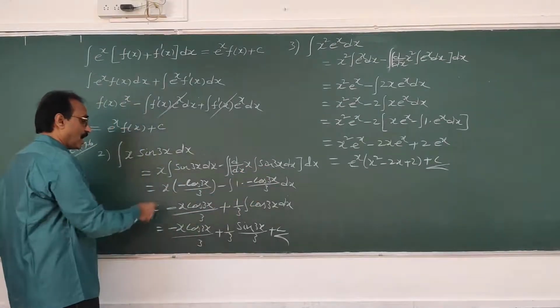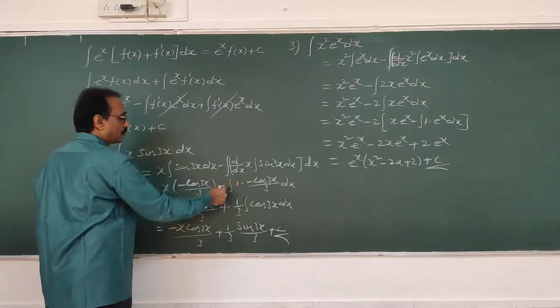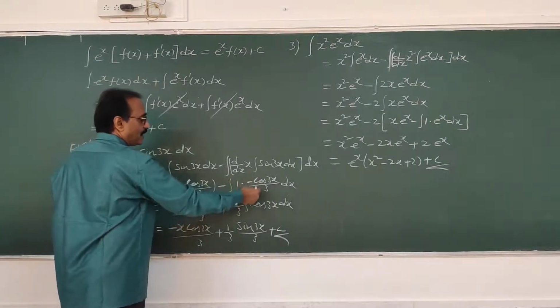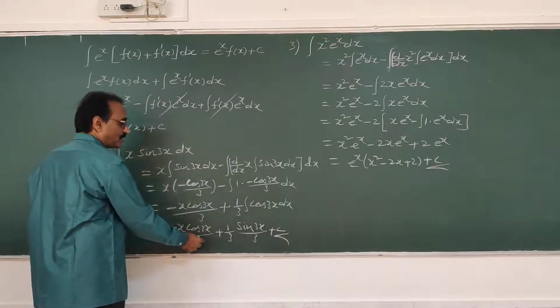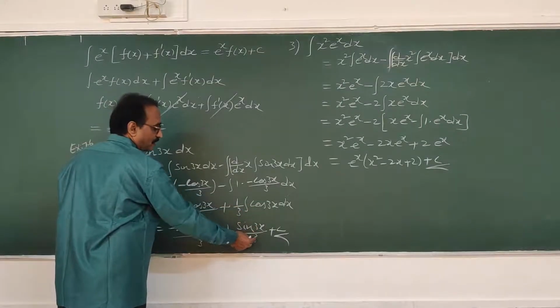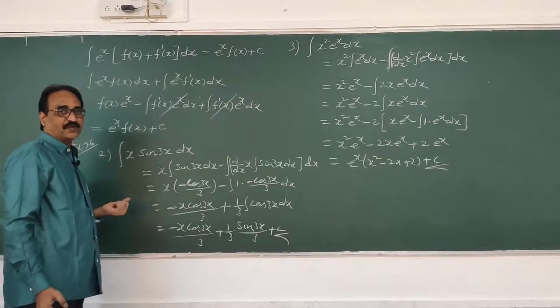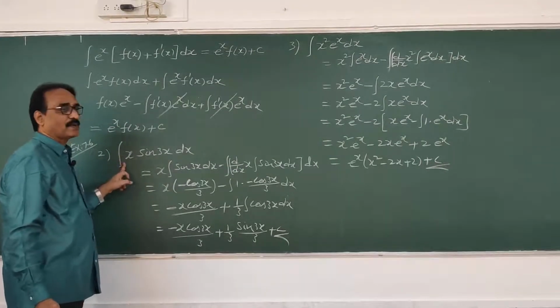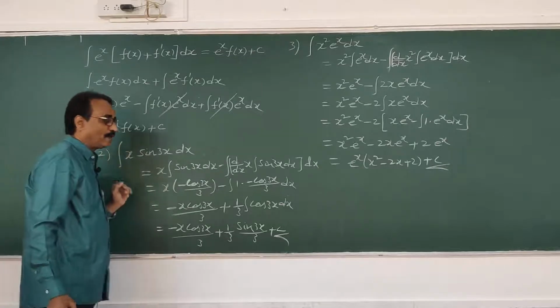Now plus into minus: minus x cos 3x by 3, minus into minus gives plus 1 by 3 integral of cos 3x. So how much do you get? Minus x cos 3x by 3 plus 1 by 3 integral of cos 3x, which is sin 3x by 3, plus c. That's all. This is how by parts is done. So the first problem, x sin x, you should do as homework.